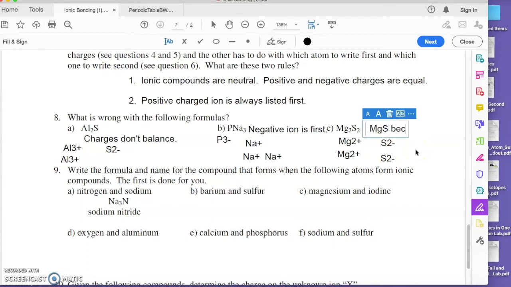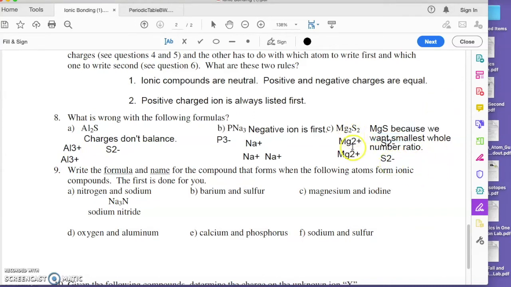Because we want the smallest whole number ratio in an ionic compound. That's a formula unit, okay? So it's there because we want the smallest whole number ratio.